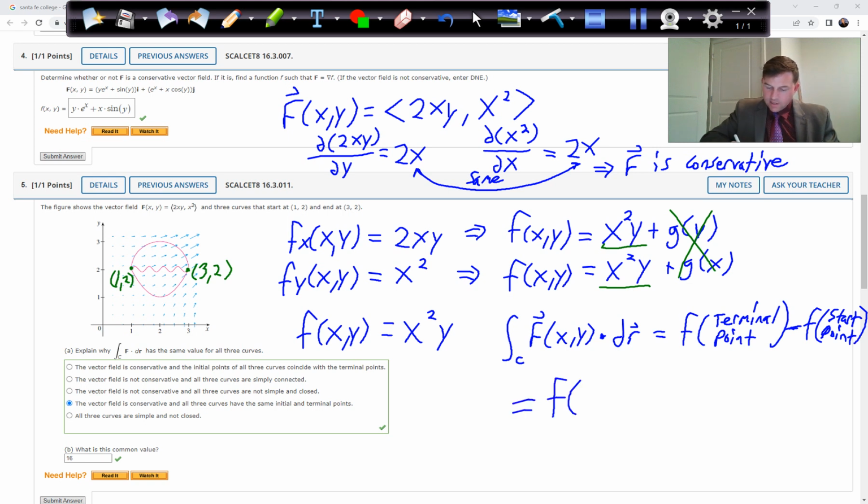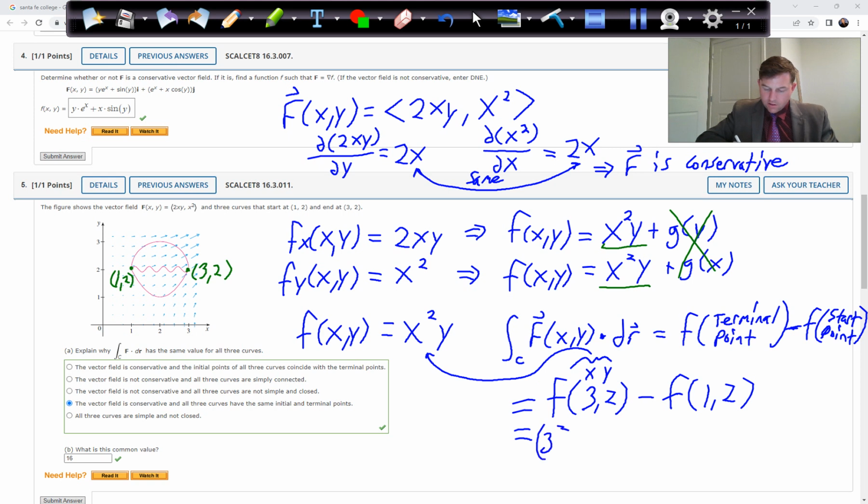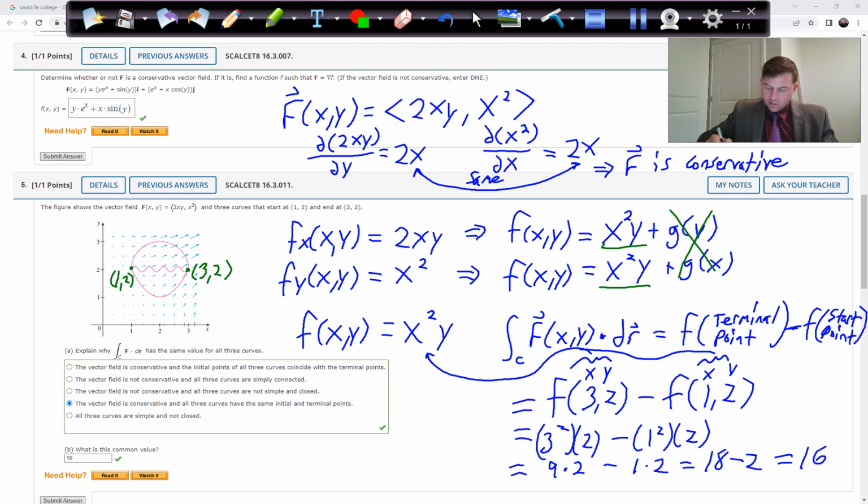Well, the terminal point is (3, 2). That's where all three curves terminate. Minus the starting point of all three curves, which is (1, 2). And we just have to plug x and y into this function here. So we're going to get 3 squared times 2 minus, now plug this x and y into the same function, 1 squared times 2. So this is 9 times 2 minus 1 times 2. This is 18 minus 2, which is 16.